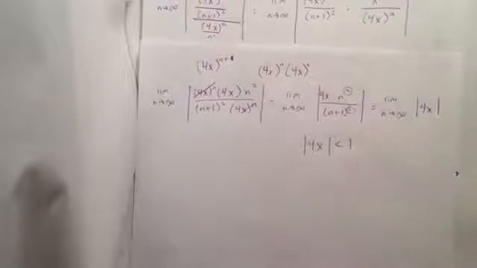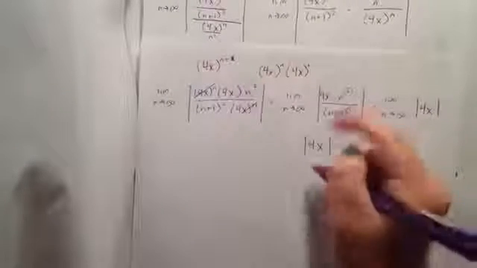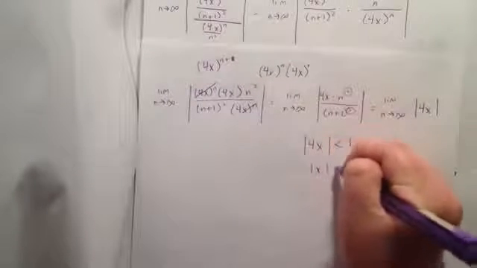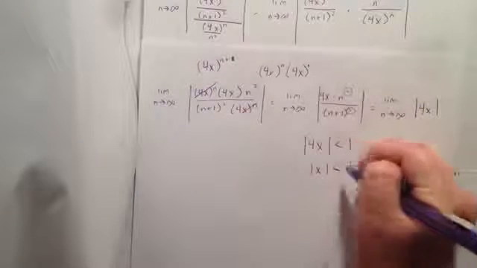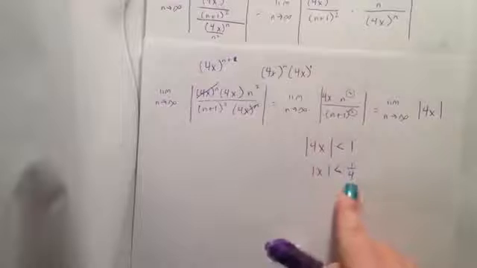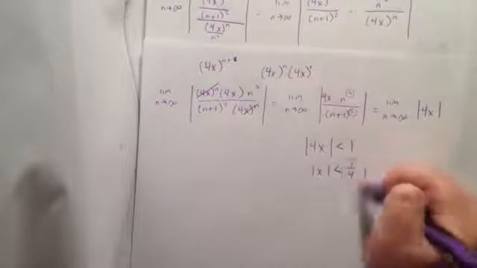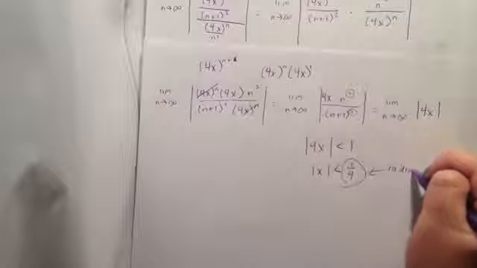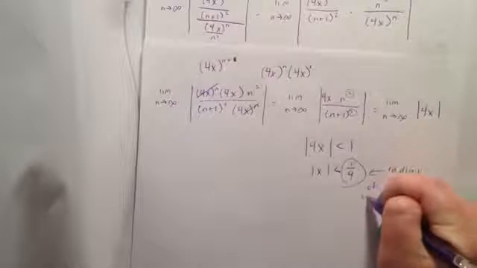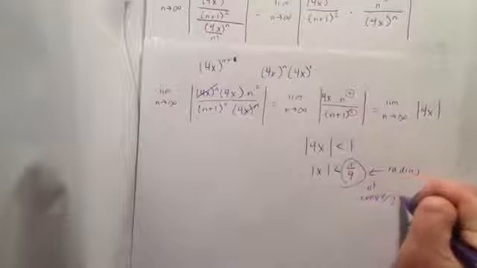And we're just going to do some simplifying and divide by 4. So we're left with the absolute value of x is less than 1/4. And there you go. This is your radius of convergence.